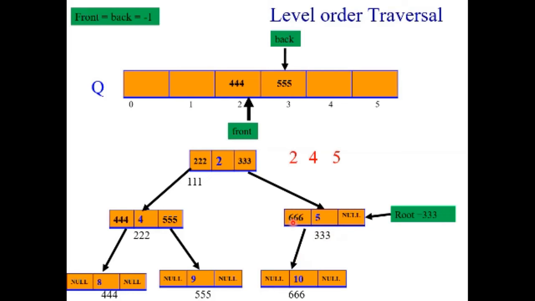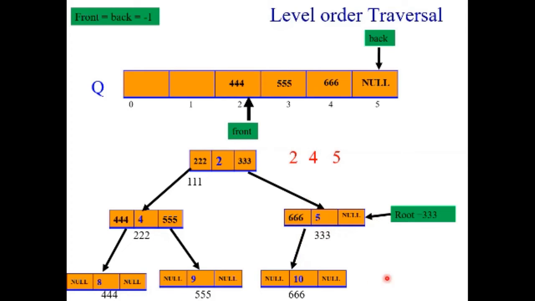What is the address of the left child? That is 666. You are pushing this address: Q dot push 666. That is what we have pushed into Q. Next, we are going to check whether the root of the right child is not equal to null. What do we do? We're pushing the address as null. Next, come to node 5, 4 and 5 is over.